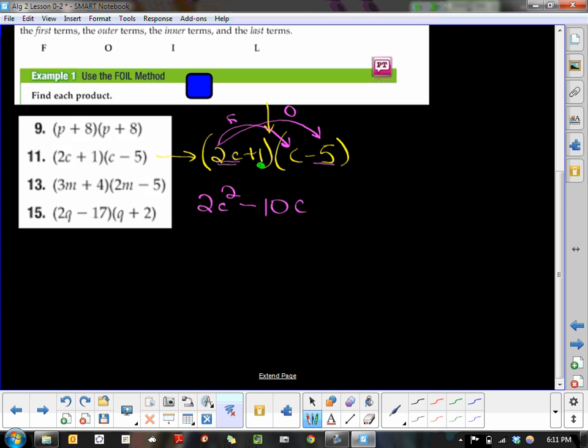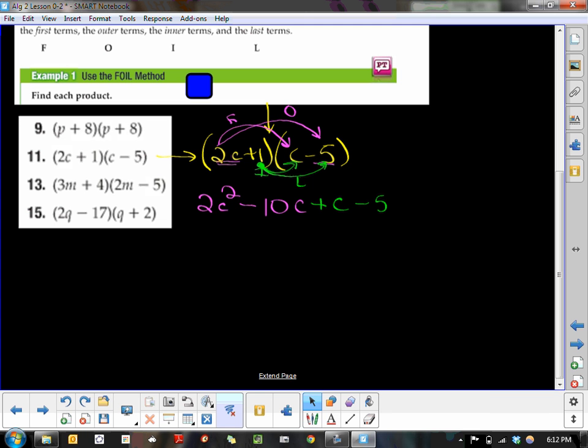Now I'm going to work on the innermost ones. So that's 1 times c, which is just c. And then the innermost ones go to the last in the FOIL. So we have the I for the innermost. This is my last. And it's a positive 1 times a negative 5, and a positive 1 times a negative 5 is a negative 5.